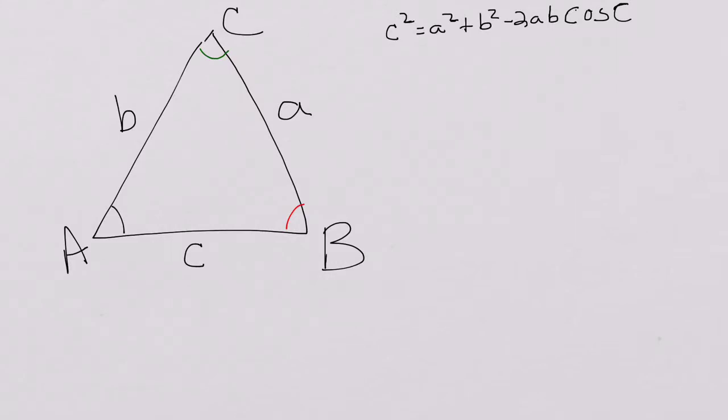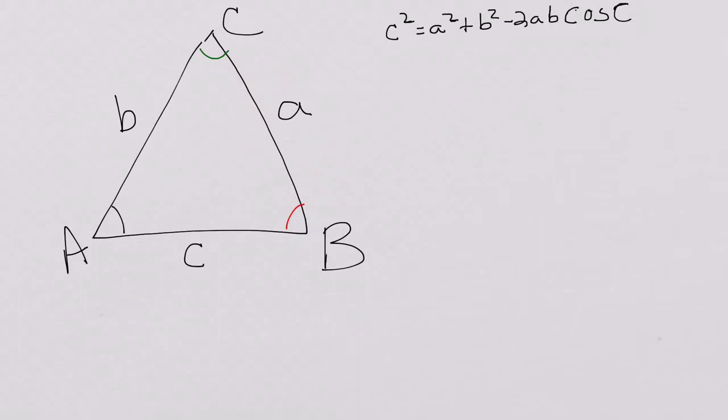Lowercase b is going to be the side that is directly across from angle B. Well, angle B is right here. The side directly across is going to be right here, and that's going to be lowercase b. Lowercase c here is the side of the triangle that is directly across from angle C, and the same for side a, which is directly across from angle A.